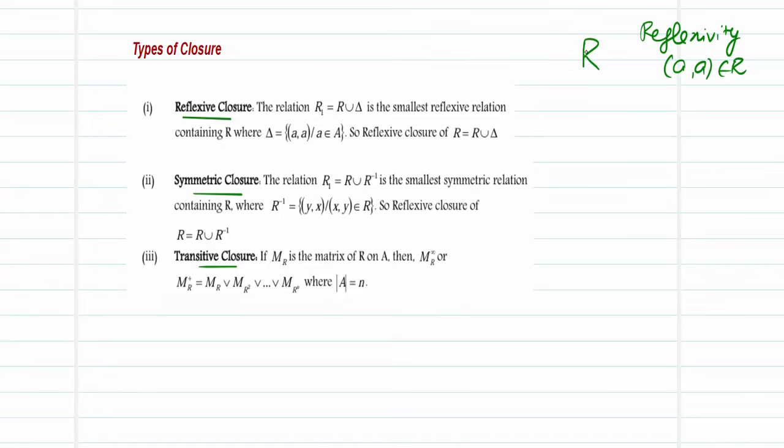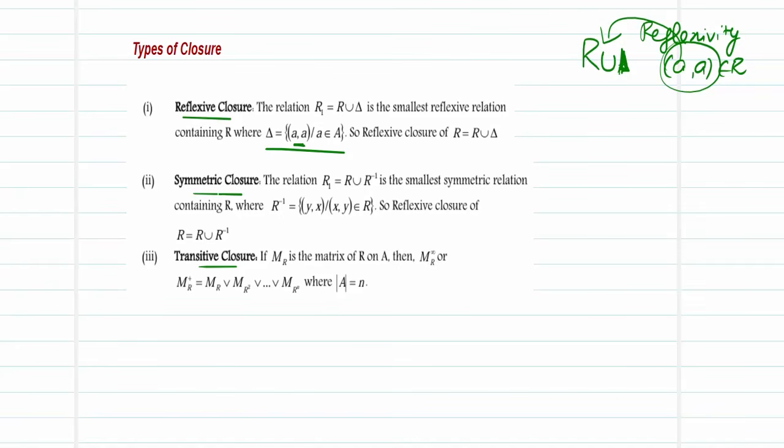Now if your base R does not have all the points (a, a), what I do is top it up with my reflexive nature. This reflexive nature is denoted by the symbol delta. Delta is the collection of all (a, a) such that a belongs to the set A. So when I top up this existing relation with this delta, automatically my desired elements of the format (a, a) get added to your old relation. This new relation which we have is called the reflexive closure.